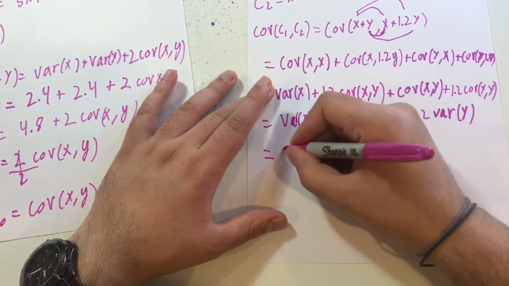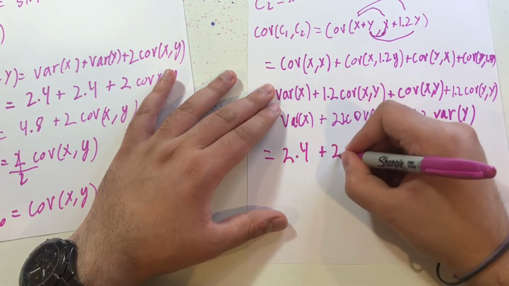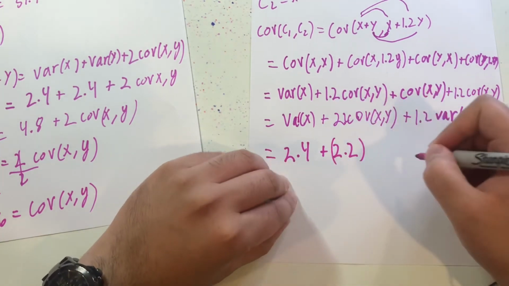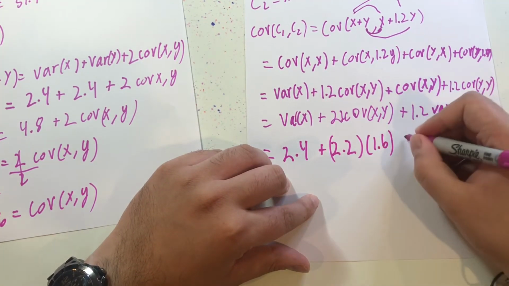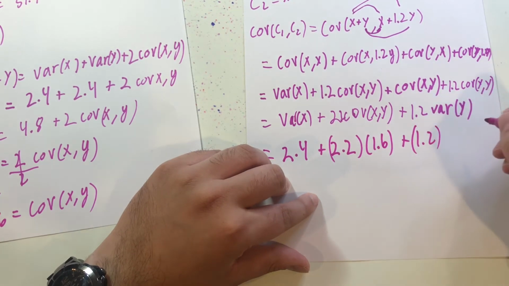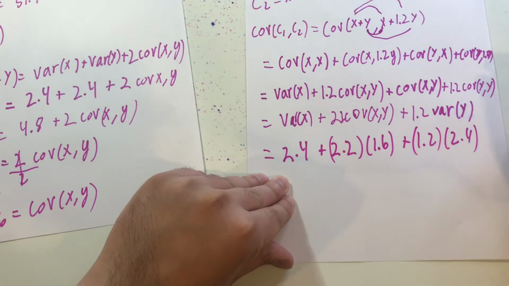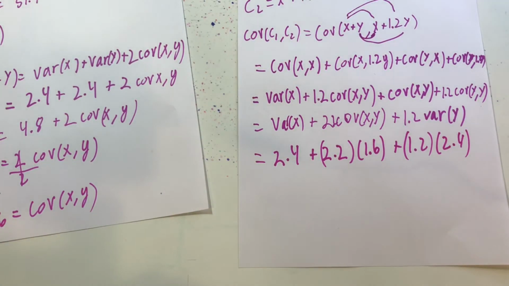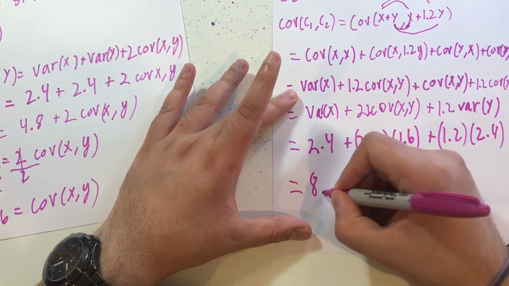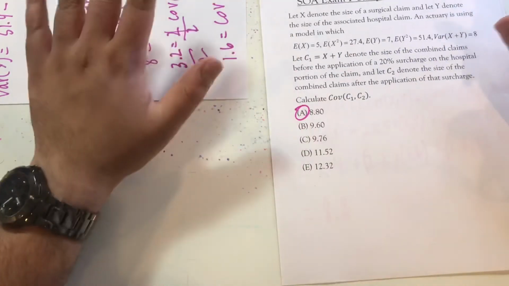Now we have everything we need to actually do this calculation. The variance of X was 2.4, and then 2.2 multiplied by the covariance of XY, which we found to be 1.6, plus 1.2 times the variance of Y, which we found to be 2.4. Now all of this goes into your calculator. 2.4 plus 2.2 times 1.6 plus 1.2 times 2.4. And we get a value of 8.8. And that very cleanly matches up with answer choice A.